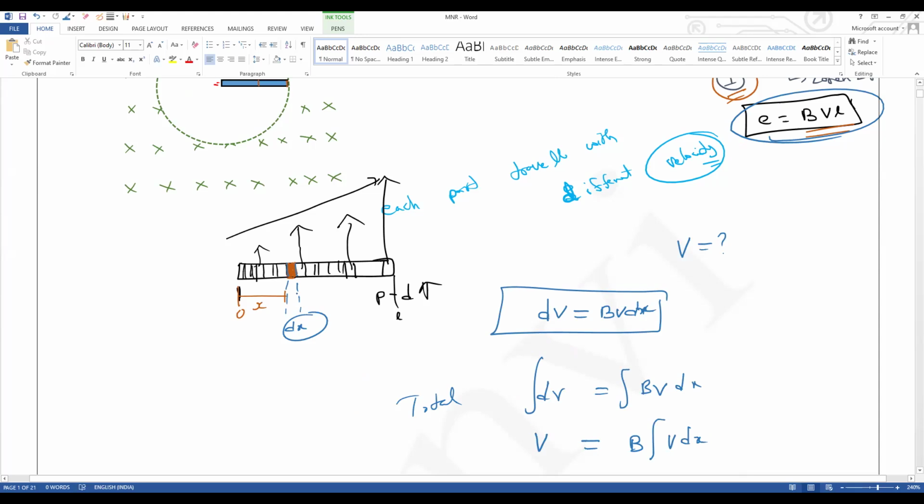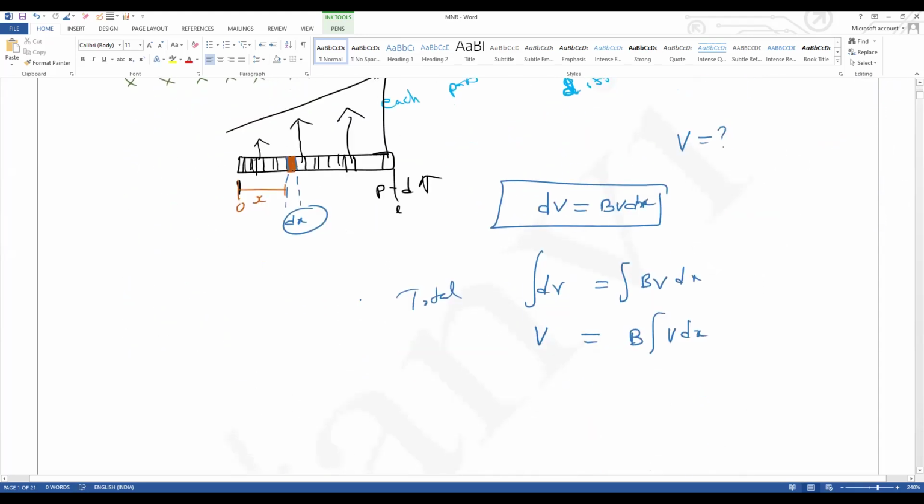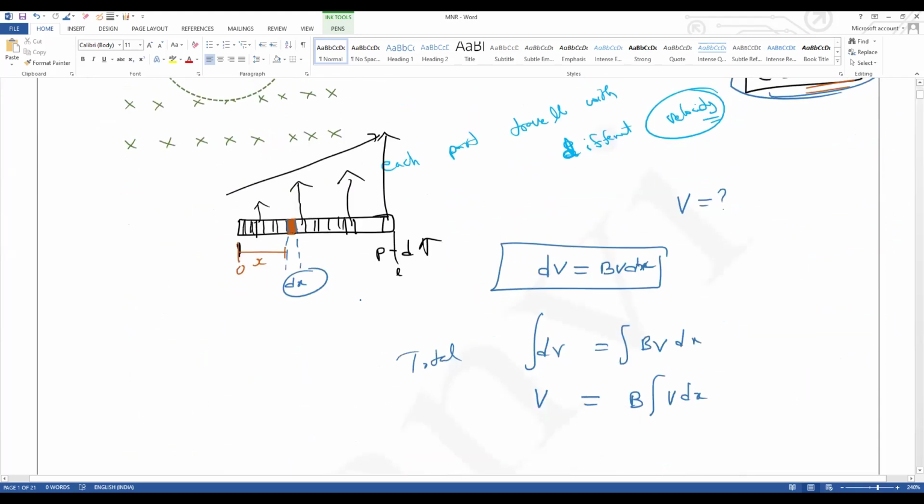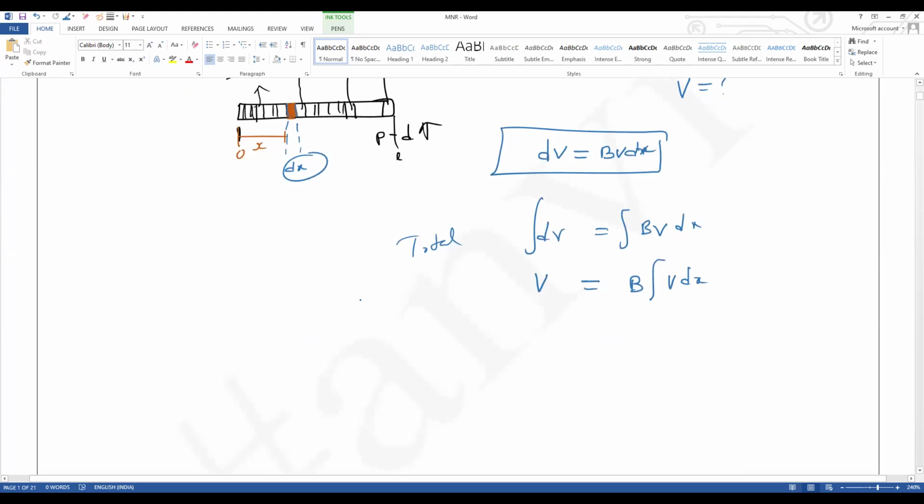Am I right or wrong? Does the velocity remain constant or vary? Everybody, the velocity is different, yes or no? So the velocity varies from where to where? From 0 to x equals L.